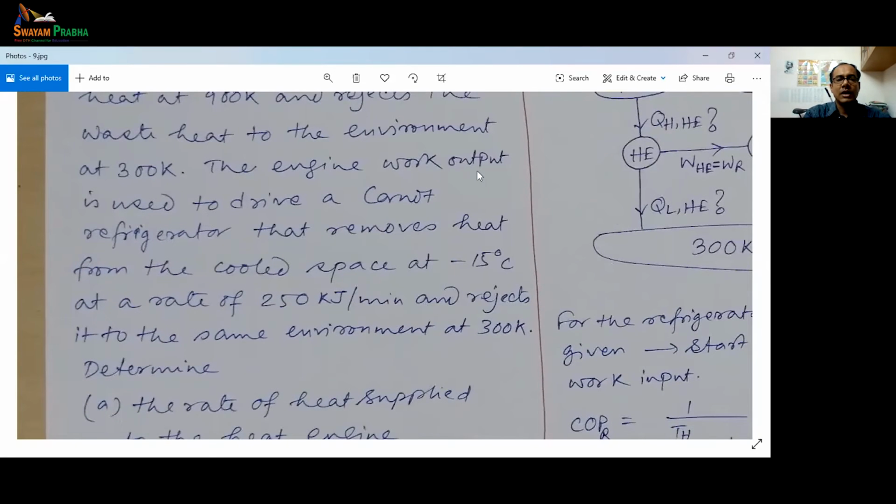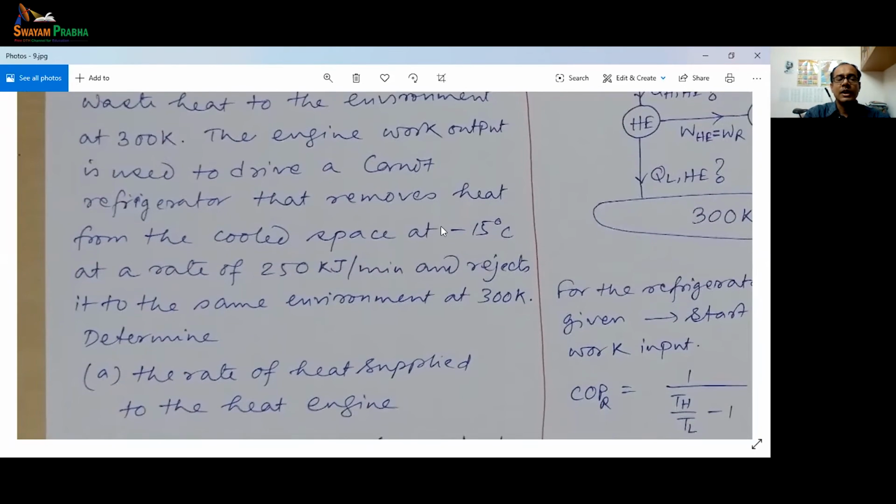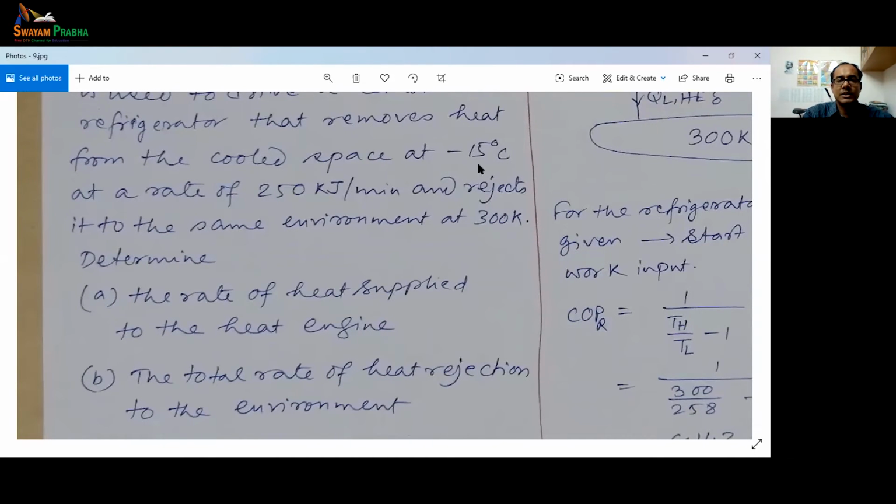Now the engine work output is used to drive a Carnot refrigerator. Okay, now you are taking up heat from a lower temperature reservoir and putting it to a high temperature reservoir with the help of external work. So that external work is coming from the heat engine and that is driving the refrigerator, that removes heat from the cool space, and the temperature is given to be minus 15 degrees centigrade, and the rate of heat removal is also given, that is 250 kilojoule per minute.